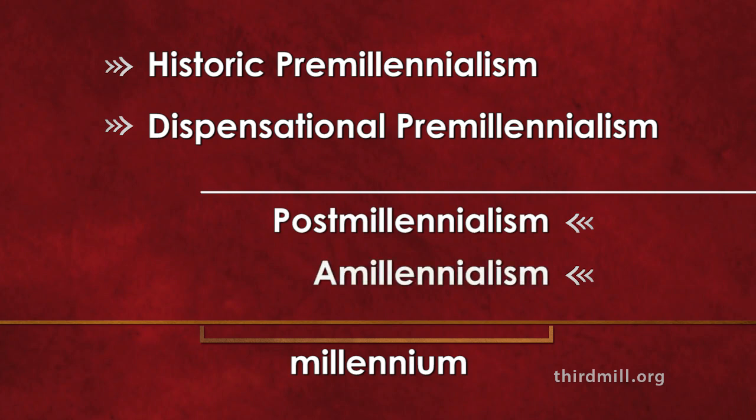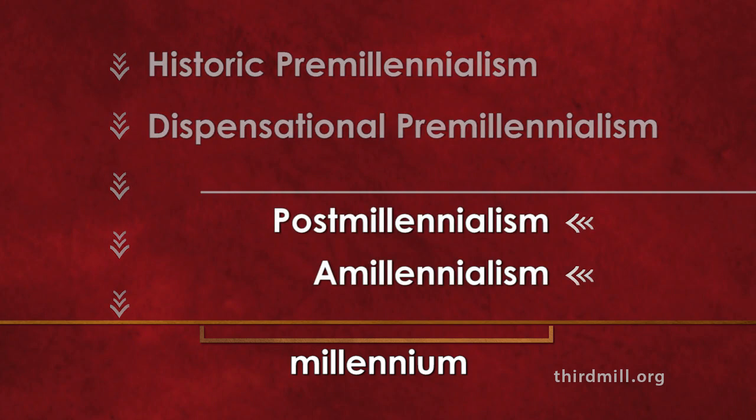and amillennialism. Historic premillennialism and dispensational premillennialism are both premillennial systems, meaning that they believe Jesus will return before the millennium starts. By contrast, postmillennialism and amillennialism are both postmillennial systems, meaning that they believe that Jesus will return after the millennium ends. Let's look at each of these systems in a bit more detail.